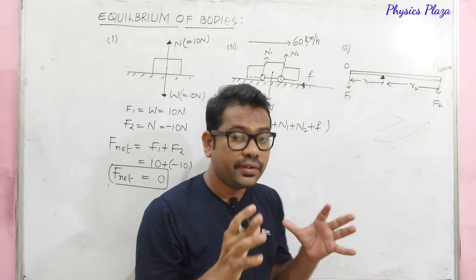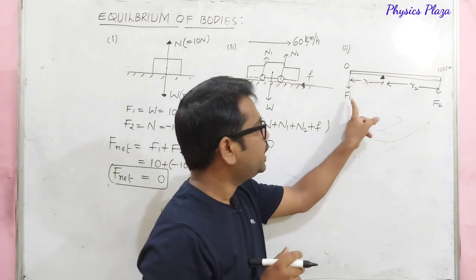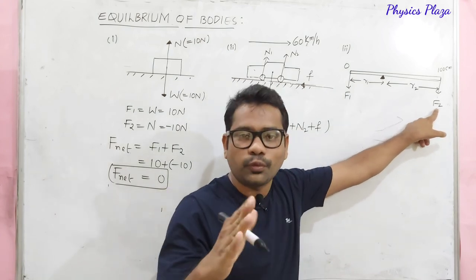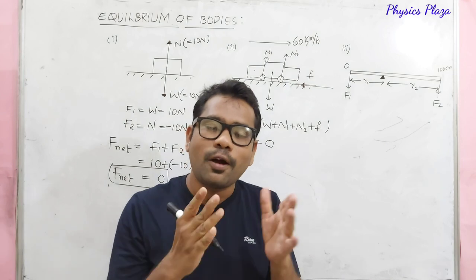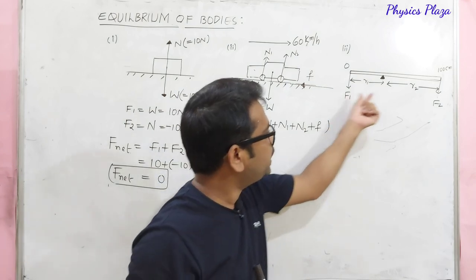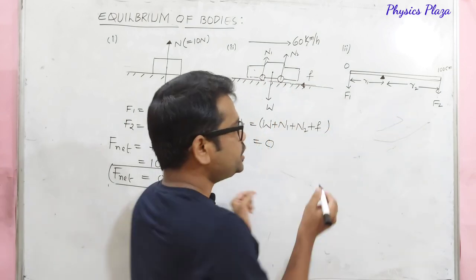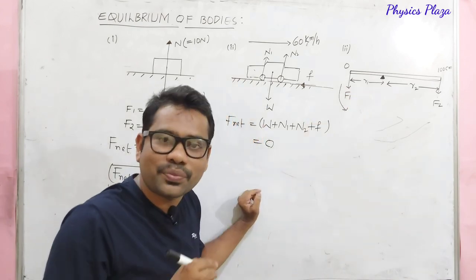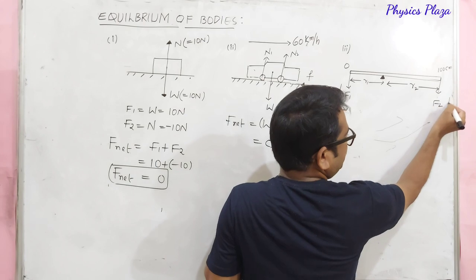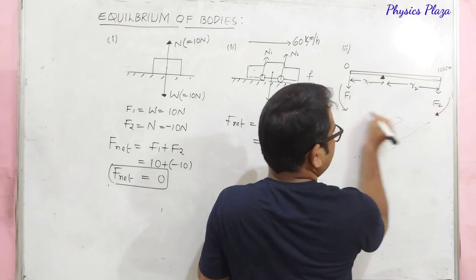And here, dear children, very, very important. Obviously, here, F1 is not at all equal to F2. Why? The perpendicular distance is different. As the perpendicular distance is different, obviously the forces F1 and F2 are also different. Dear children, this force will try to make it rotate in an anticlockwise direction, whereas this force will try to make it rotate in a clockwise direction.